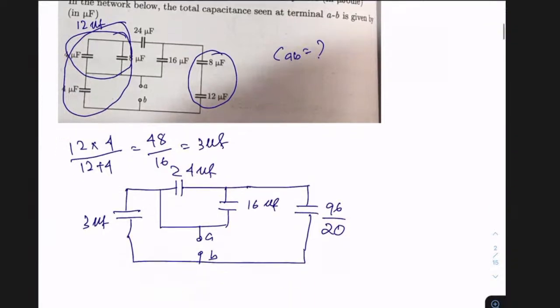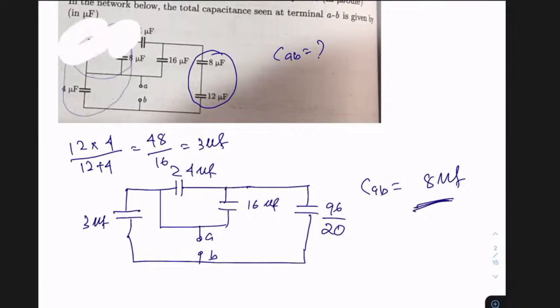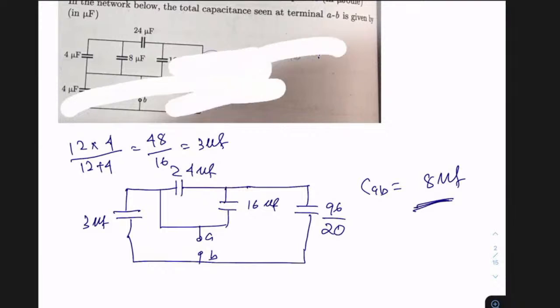Now you simplify this C AB, okay? If you see this, it can be solved using simple series parallel combinations. So the answer you are supposed to get is 8 microfarad. Please check it out. This is one way to answer this. Otherwise, if you're not getting this, you might do step-by-step solutions. So what is the step-by-step solution?